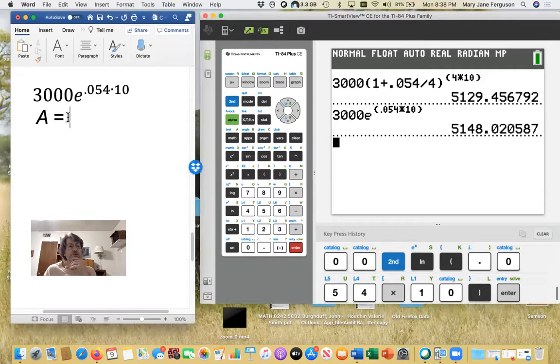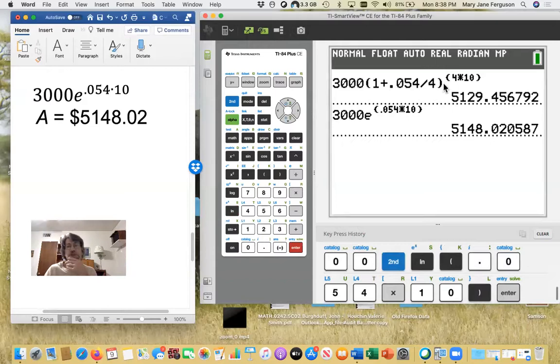Writing my answer with the proper units, that would be $5,148.02. Now, since the other calculation is still on the screen here, this $5,129.46, that represented quarterly compounding. This represents instantaneous compounding, and you can see you've gotten a little bit more money from doing that.